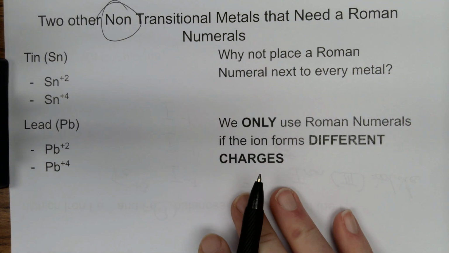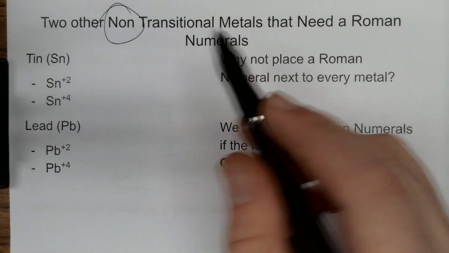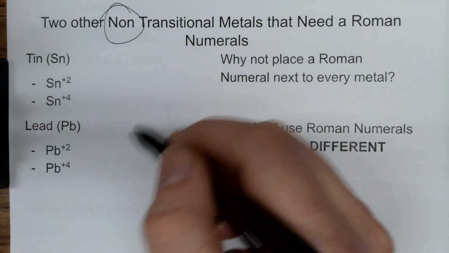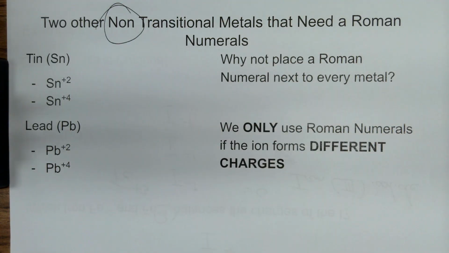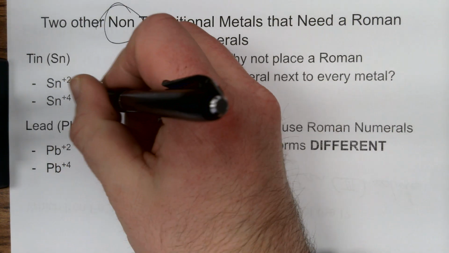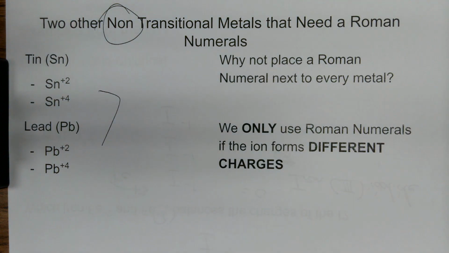These are the only non-transitional metals that give us 2 different types of cations. They're weird. Every rule in chemistry has some exceptions. Here are our 2 exceptions. Just be aware of it when you see them on the quiz and the test.